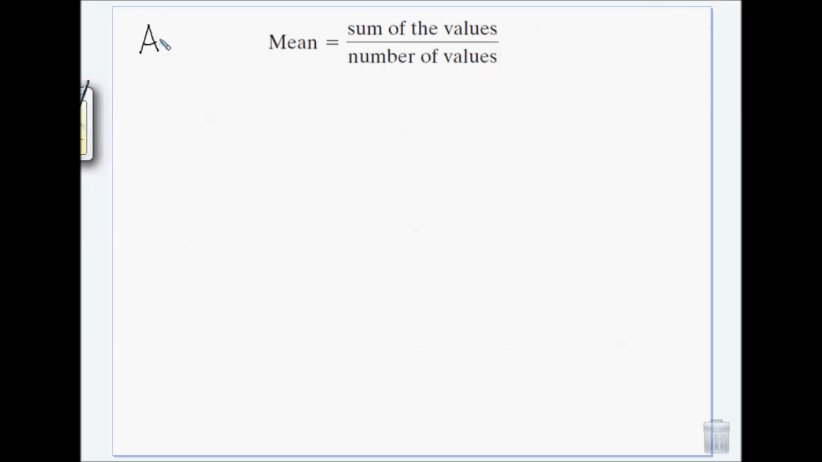The word mean is interchangeable with the word average. They mean the same thing. So an average is a mean and a mean is an average, and you take the sum of the values and you divide it by the number of the values.